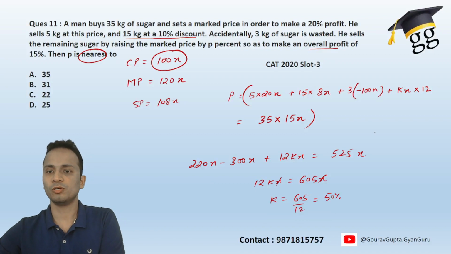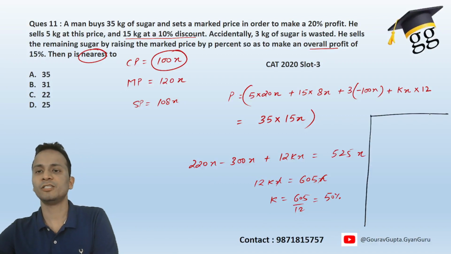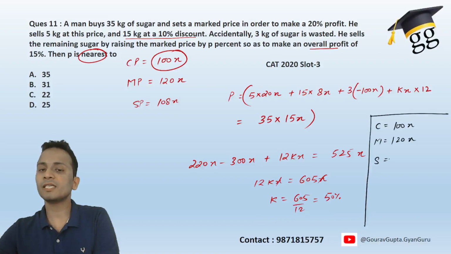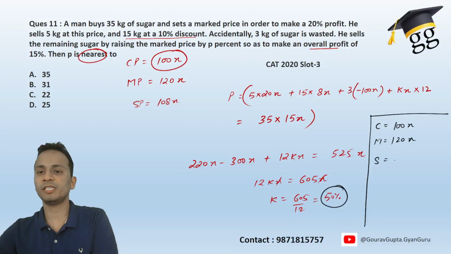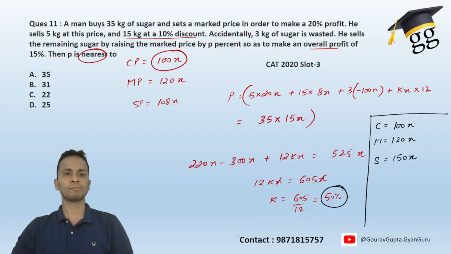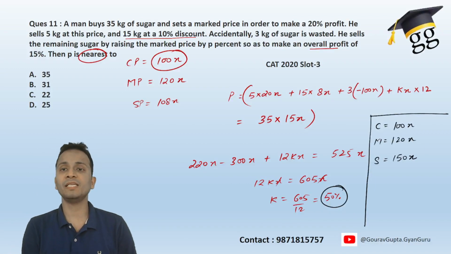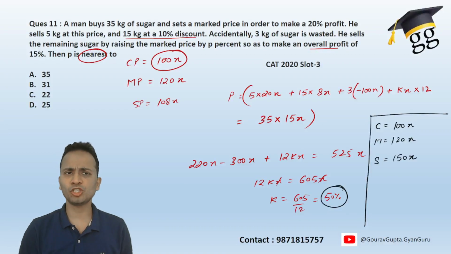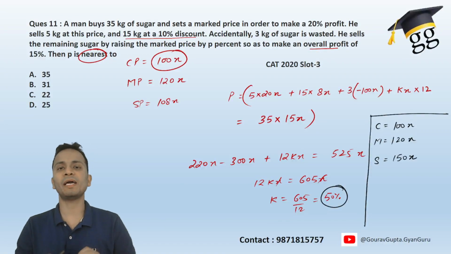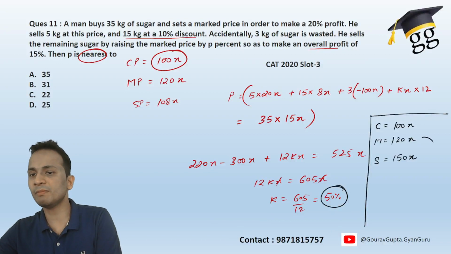So look at the right hand side. The cost price was 100x. The mark price was 120x. Selling price is at a profit of 50%, so selling price will be approximately 150x. Now, we have to find out the value of P. What is P in this case? He sells the remaining sugar by raising the mark price by P%.